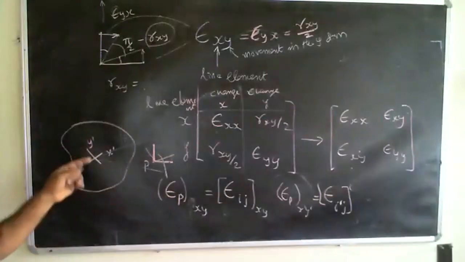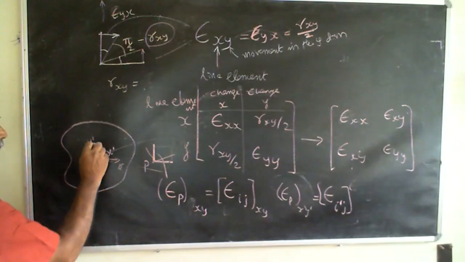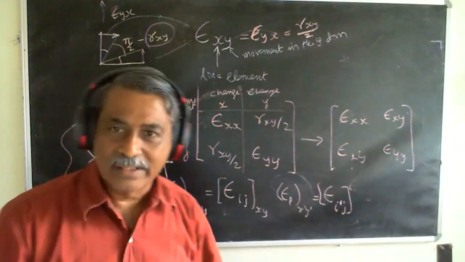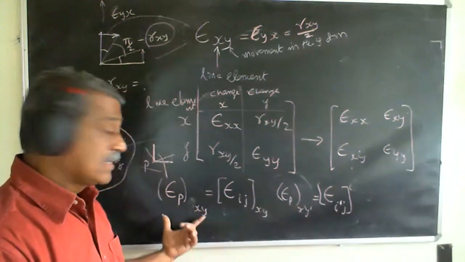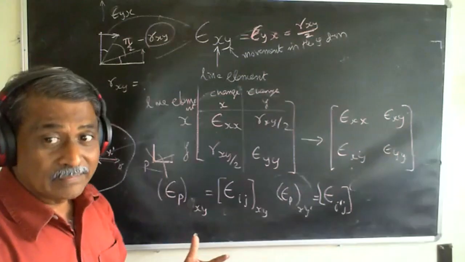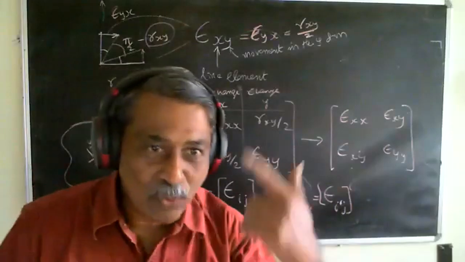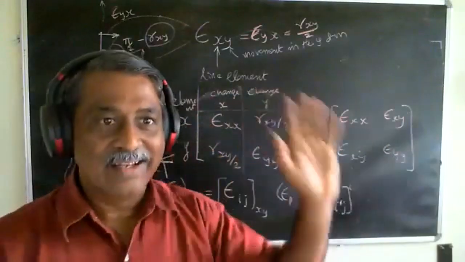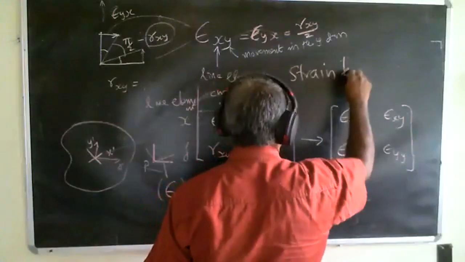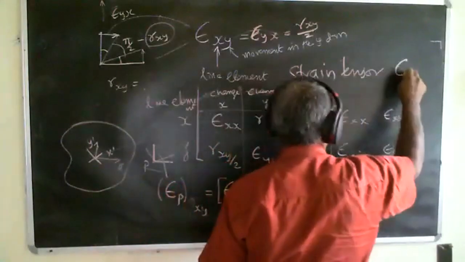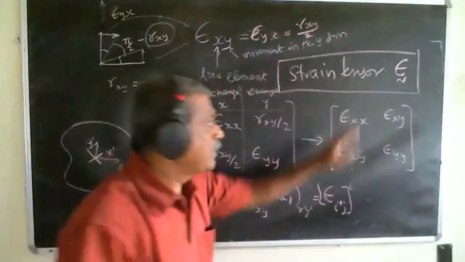And if x prime y prime and x y are related, then just like what I have done for stresses, I should be able to transform these. So what shall I call this quantity? A tensor? Fantastic. So now we have recognized one more tensor, which is a strain tensor. So today what we learned is a strain tensor. This is pertaining to point P.